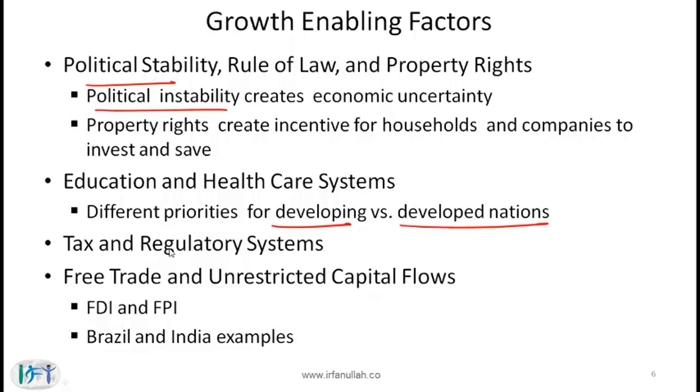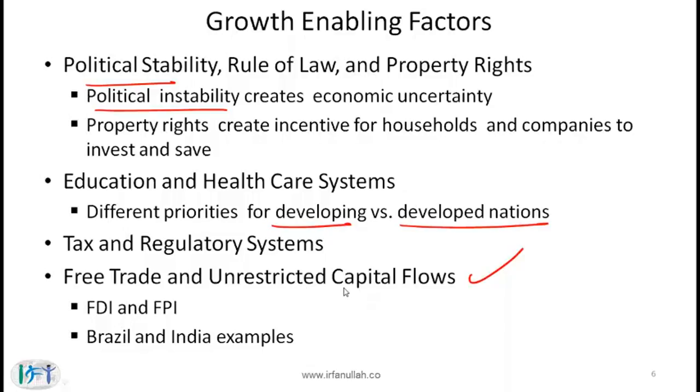Tax and regulatory systems. Here, the point is that countries where the tax and regulatory system is such that entrepreneurship is encouraged, that's good for growth. If the tax and regulatory system is such that it limits entrepreneurship, then that is a negative. And finally, free trade and unrestricted capital flows. If this is happening, that's good.